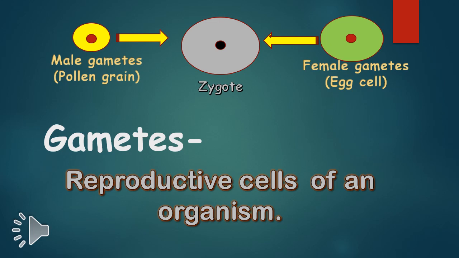When we relate this for plants, as that is our topic, male gametes are produced by the stamen of a flower. Stamen means the male reproductive part of a flower. The female gametes are produced by the carpel. Carpel means the female reproductive part of a flower. When these two gametes join, it will produce a zygote.